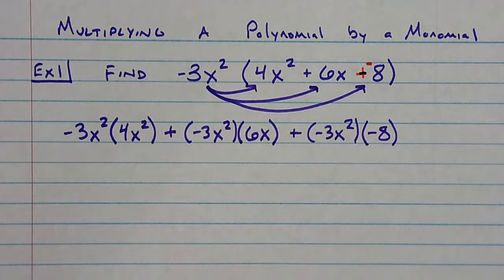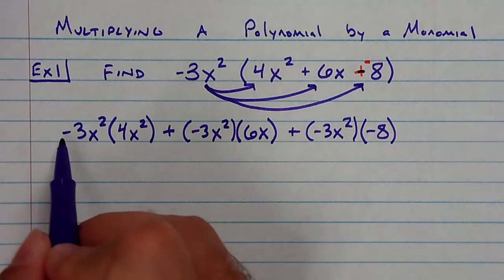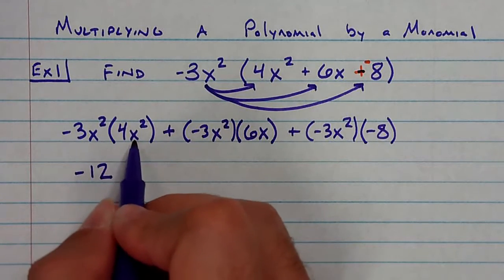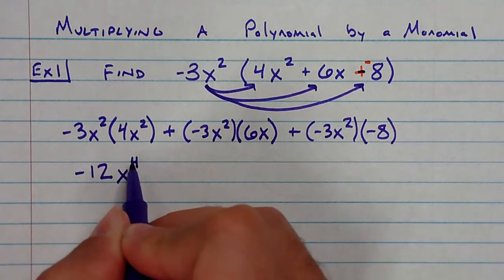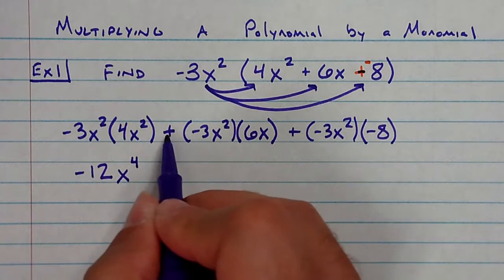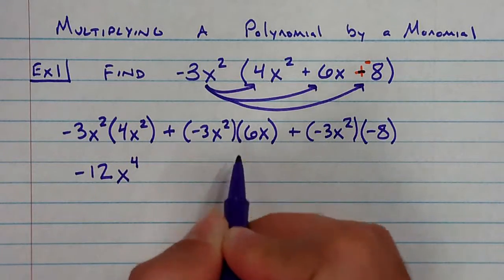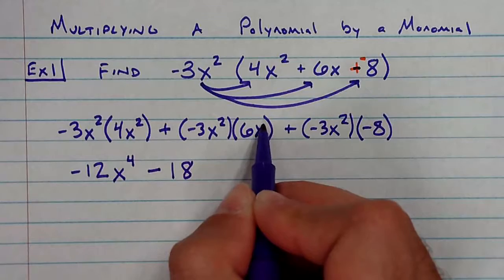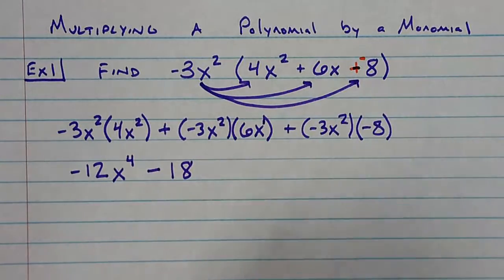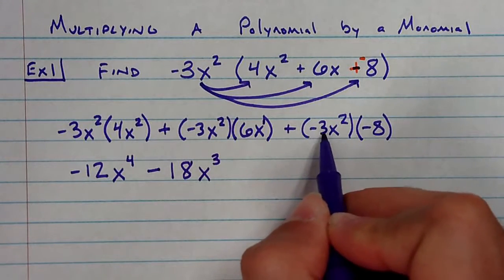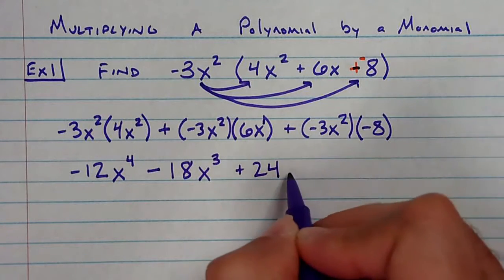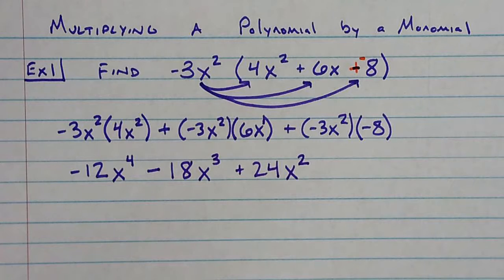Now I'm going to apply my exponent rules for each multiplication piece. So negative 3 times 4 is going to give me negative 12. X to the second times x to the second is x to the fourth. Plus negative 3 times 6 is negative 18, so I'm going to write that as minus 18. X to the second times x to the first. Remember, we have an exponent of 1 here. It's going to give me x to the third. And then in my final term, negative 3 times negative 8 is going to give me a positive 24. And then I just have the x squared to handle.